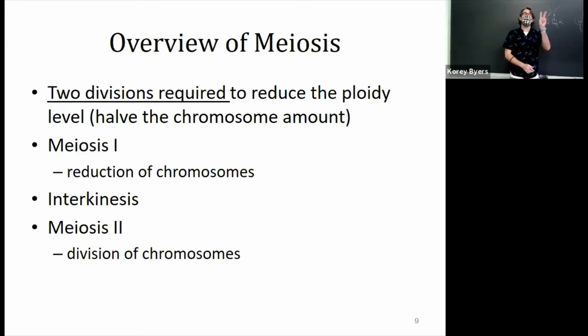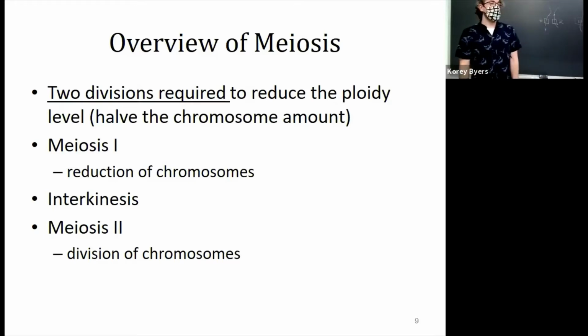We have to go through 2 divisions, however. Mitosis was just 1 round of division, and we ended up with an exact copy. Meiosis, we're actually dividing and reducing. In fact, that was the old word for meiosis, was reduction and division.